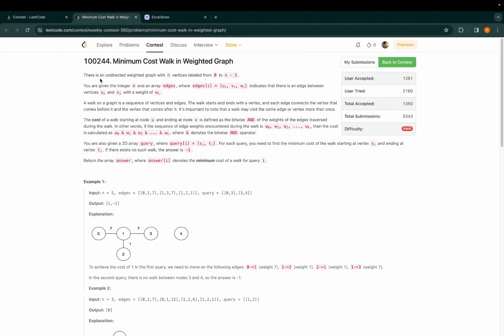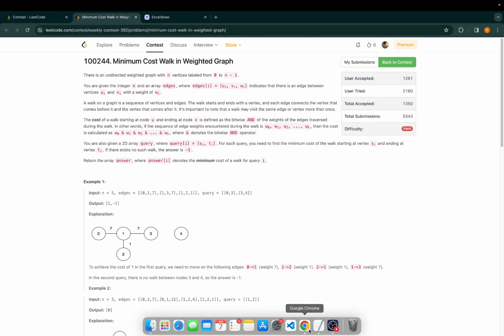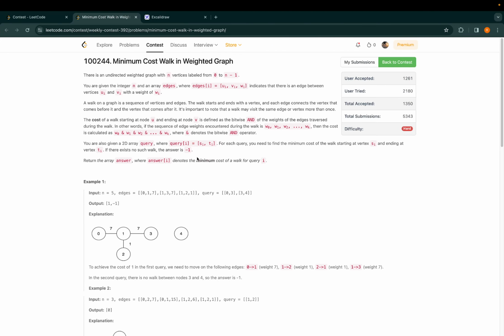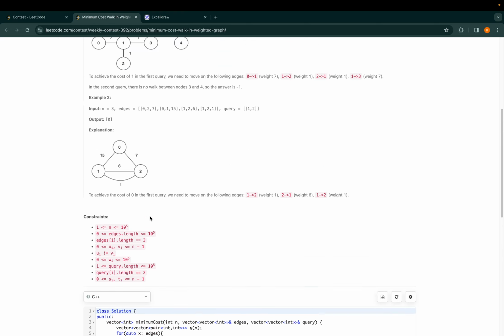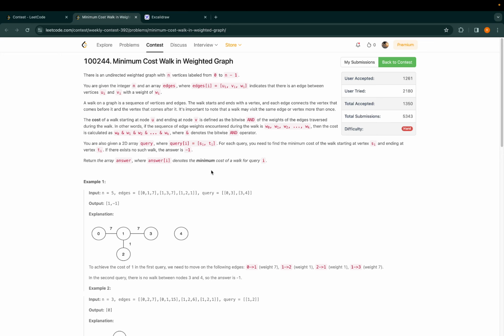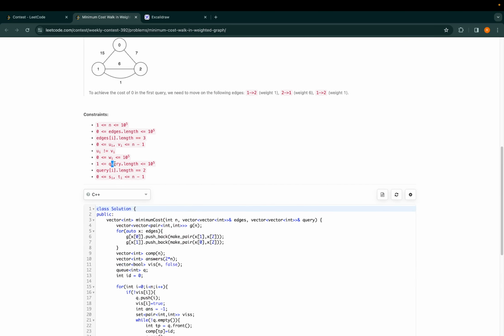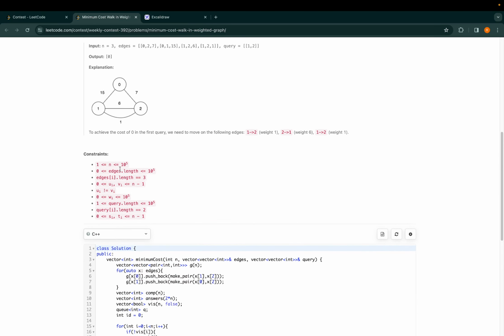We are basically given a weighted graph, and we are given a set of edges in the graph. Every edge has a non-negative weight, up to 10 raised to 5. Then you are given some queries. In this query vector, you will be given two vertices between which you have to find the distance. The queries can go up to 10 raised to 5, the number of edges can be 10 raised to 5 as well, and the number of vertices can also be up to 10 raised to 5.